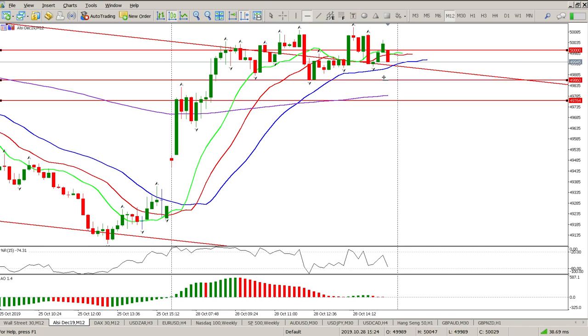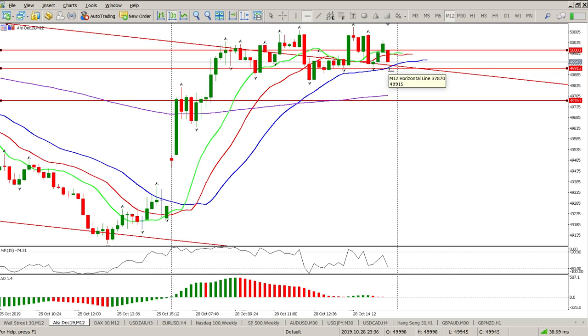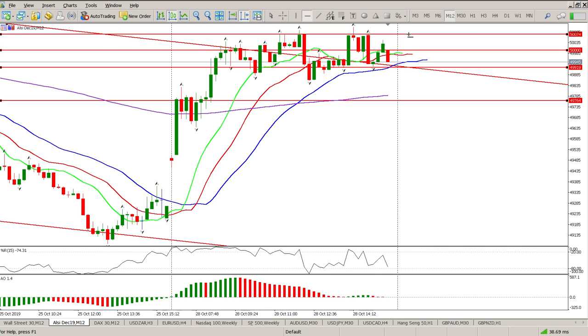So for me, this fractal break here is a valid short, 49,919, and that fractal to the upside is a valid long, 50,074. Now this 50,000 is clearly, see, right in the middle there is 50,000. That's clearly the area where everybody is seeing some action at the moment. Okay, I think that's kind of my view at the moment.